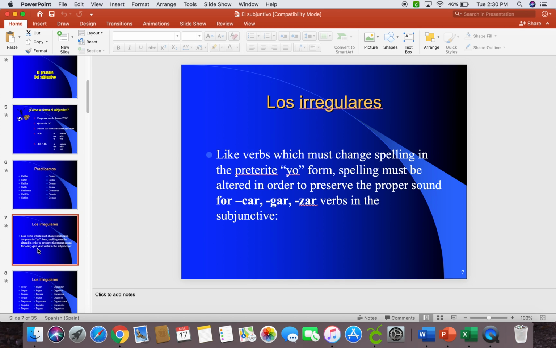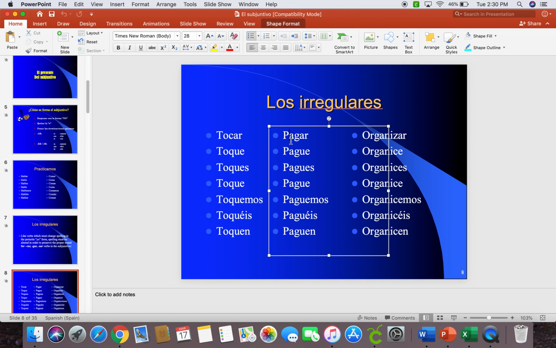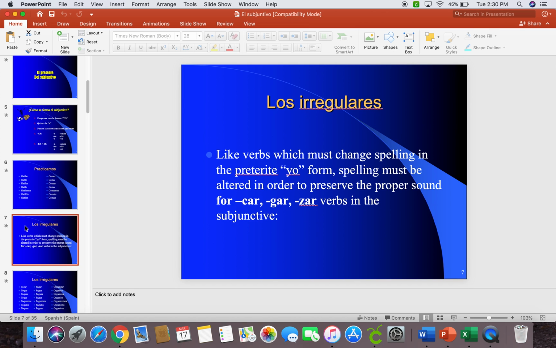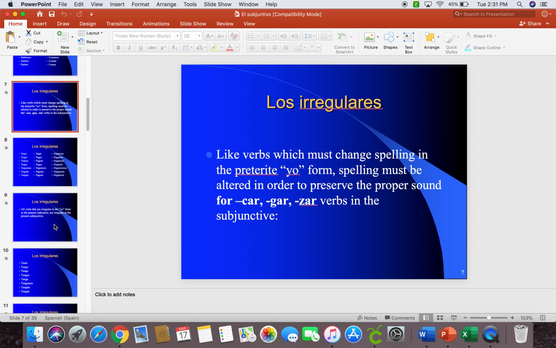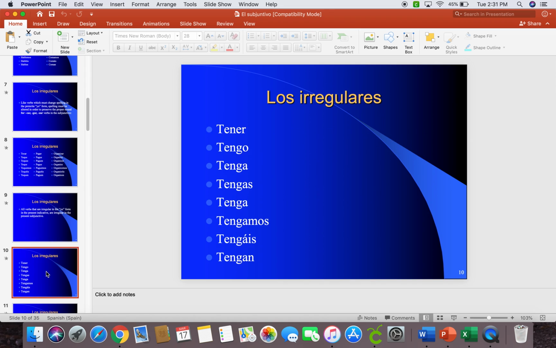The irregulars get taken care of, mostly the car-gar-zar verbs. If the verb ends in car, gar, or zar, like these three verbs, they have a spelling change throughout. So tocar, car verbs go to qu, gar verbs go to gu, and zar verbs go to c. All the other irregulars are taken care of in the yo form. Remember, the first step to forming the subjunctive is go to the yo. So if the verb is irregular in the yo form, you will have that irregularity taken care of, such as the verb tener. In the yo form, it's tengo. Drop the o, and then you add your opposite endings.